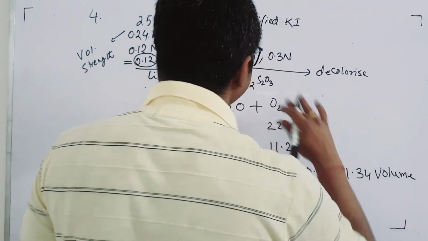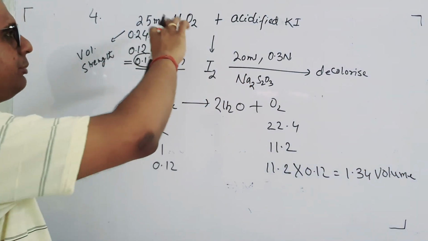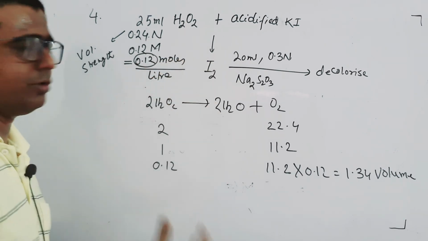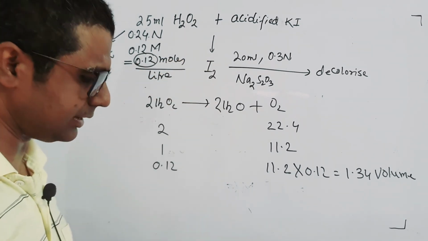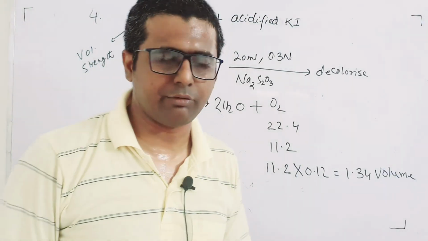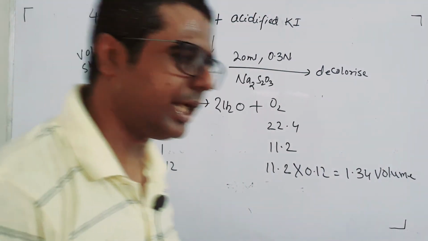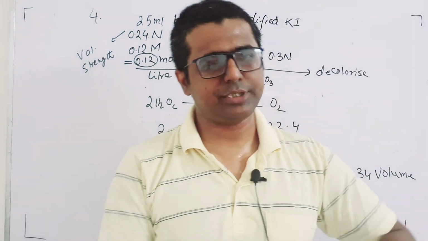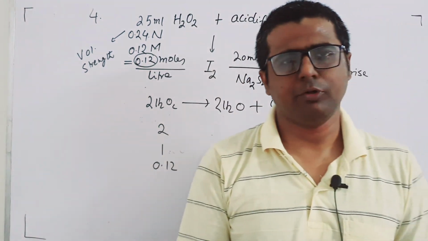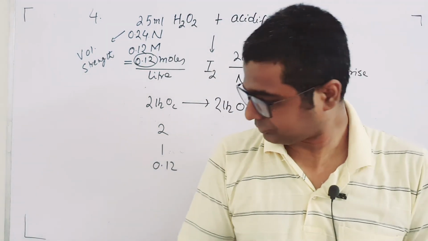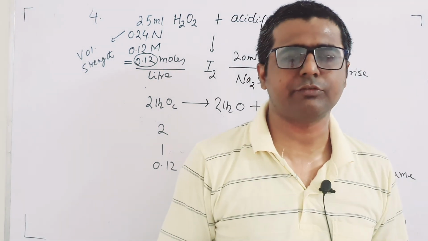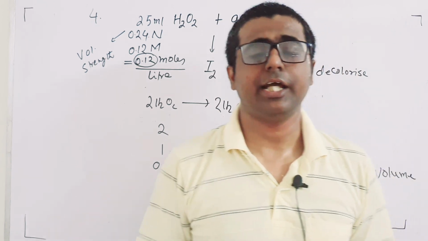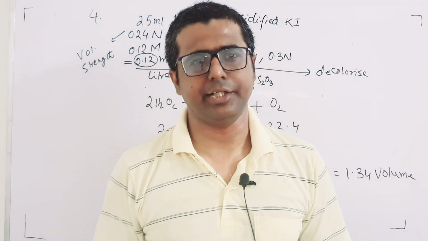Such a big problem, if I write it, it will become 5-6 lines. You will think that it is a tough problem. It is not a tough problem, it is just the concept of equivalence that you require in this problem. It was an easy problem. So that is all for today for volume strength of H2O2. I hope all of you have understood how to solve and convert to volume strength from molarity and also normality and even from the gram per liter. Thank you guys.